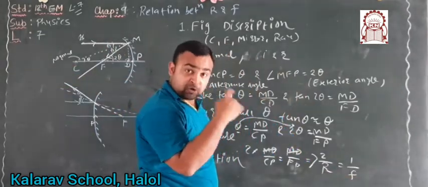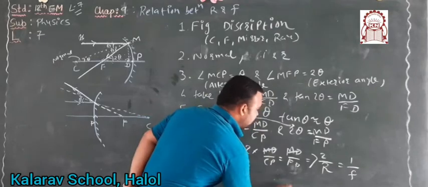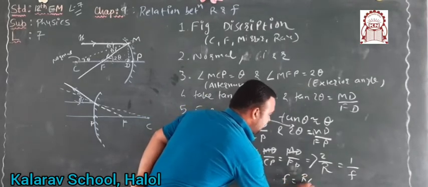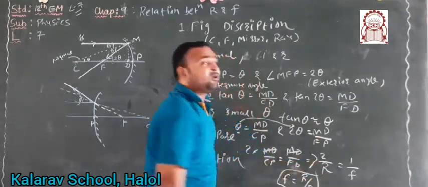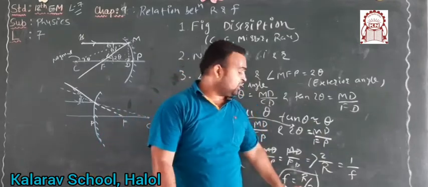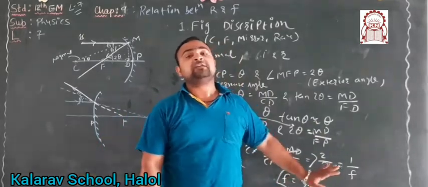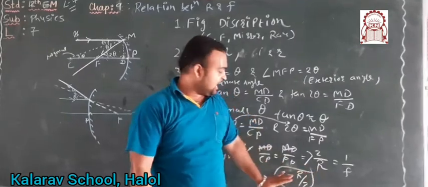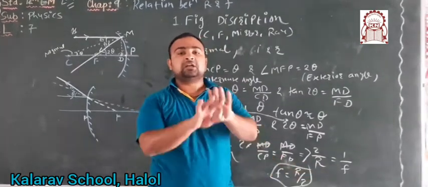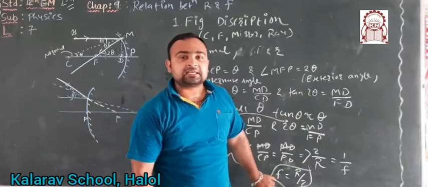Now take the reciprocal on both sides, so finally you will get the relation F equal to R by 2. And the focal length relation we got is that it will be half of the radius of curvature. Okay, F equal to R by 2. Just halve the radius, and you will have the answer for the focal length.